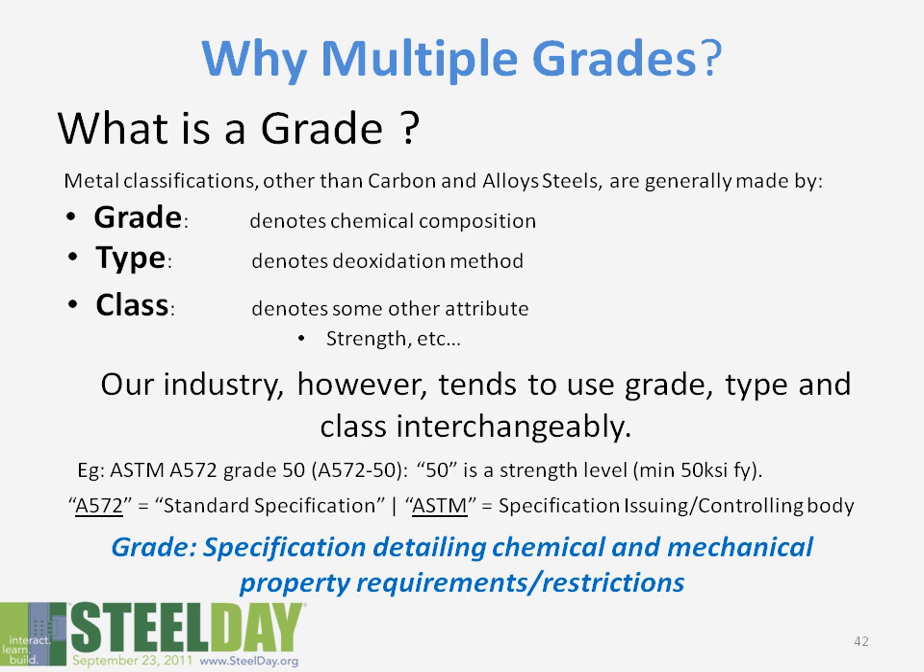In the non-ferrous industry, they're a little bit more regular in their definitions. They classify a grade denoting chemical composition, a type denoting deoxidation, and a class denoting some other attributes such as strength. Again, in the steel industry, we kind of muddle those up and use them interchangeably. For instance, in an ASTM A572 grade 50, the 50 describes the strength level, but typically we'll call that a grade 50, or we'll use the A572 grade 50 as the grade. So really, from a steel standpoint, the specification details the chemical and mechanical properties or requirements and restrictions.